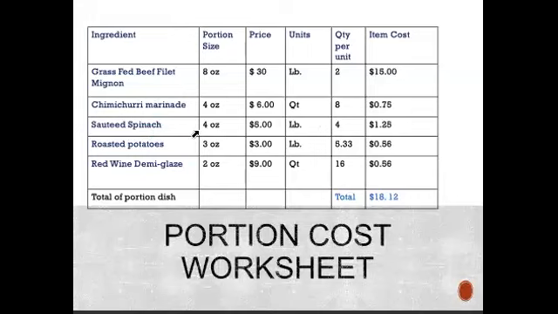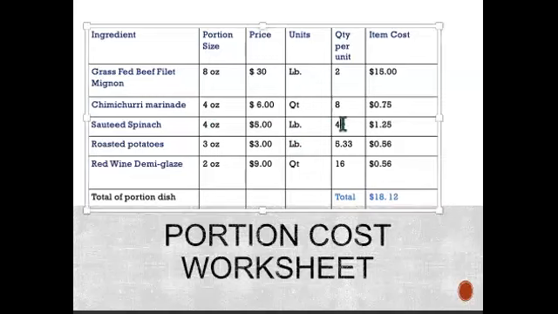Sauteed spinach. I'm only going to need 4 ounces of spinach for the plate, but it costs me $5 a pound. One pound is 16 ounces, so out of each pound, I'm going to get 4 portions. 5 divided by 4 is $1.25.